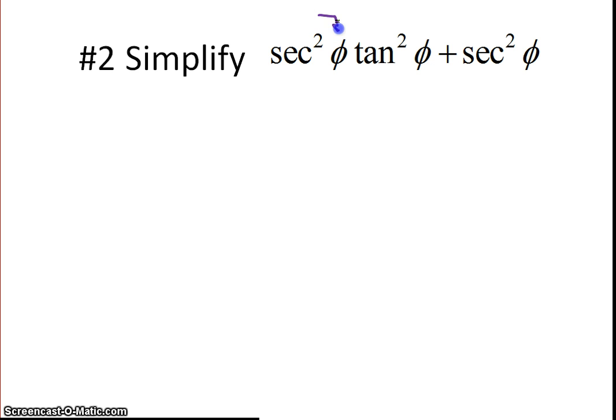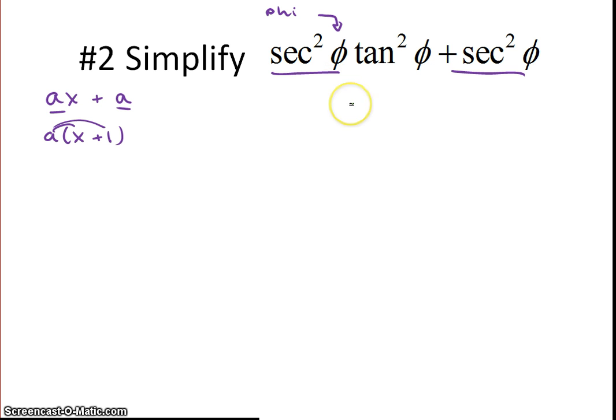This is the Greek letter phi. So secant squared phi times tangent squared phi plus secant squared phi. We notice we have a secant squared phi in both terms. So that looks kind of similar to if you had ax plus a. You have that a, and if this was an algebra class, you would just factor out the a and have a times x plus 1, kind of using the reverse distributive property.